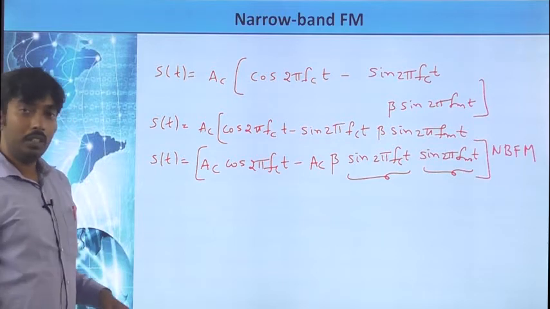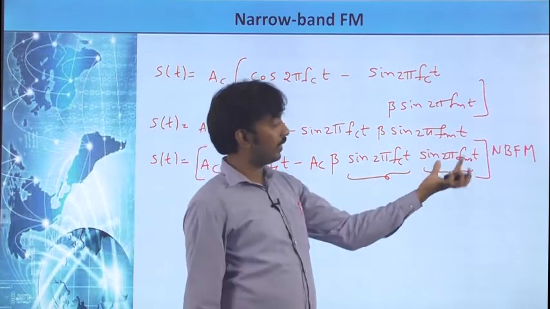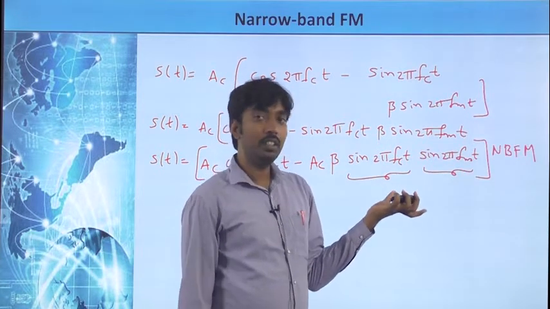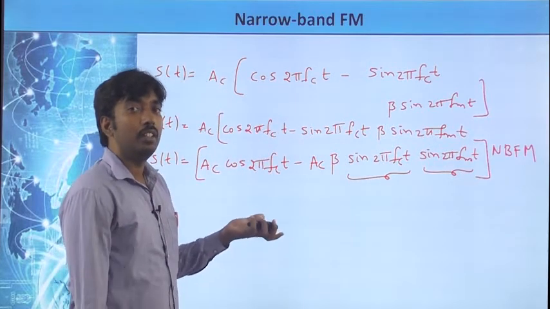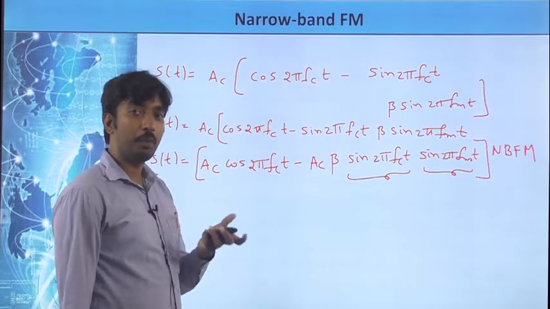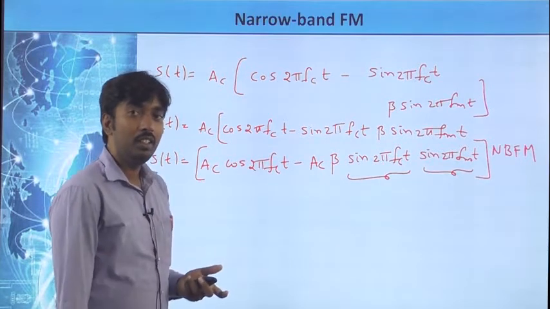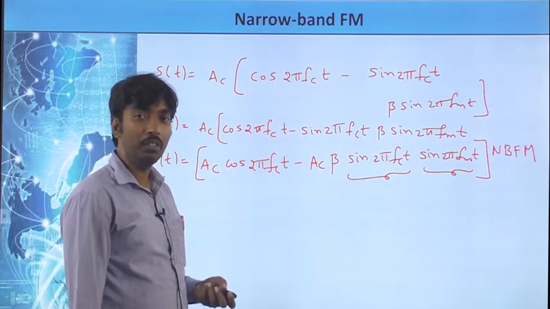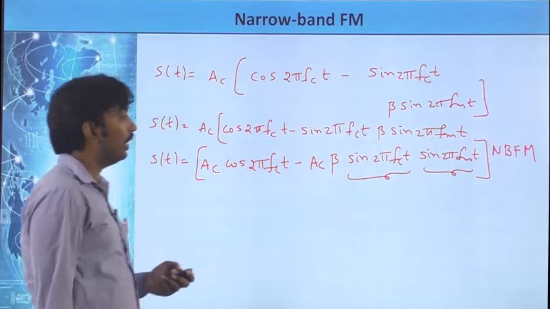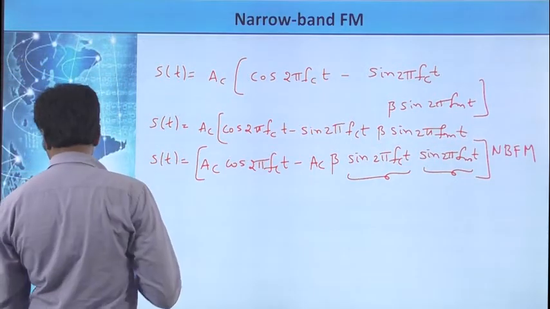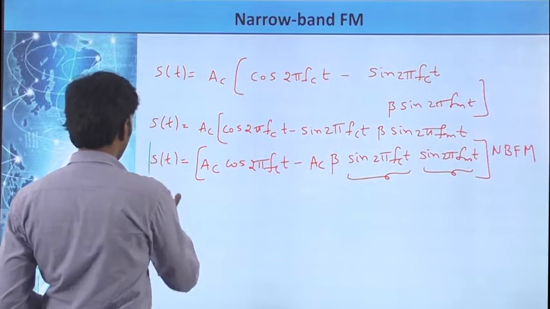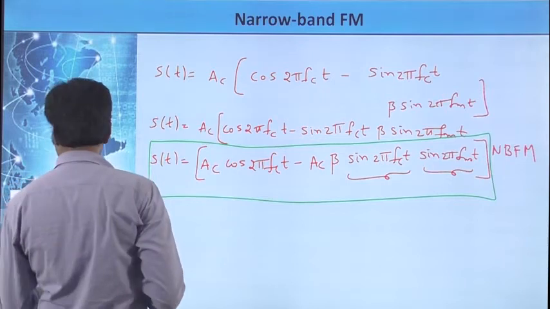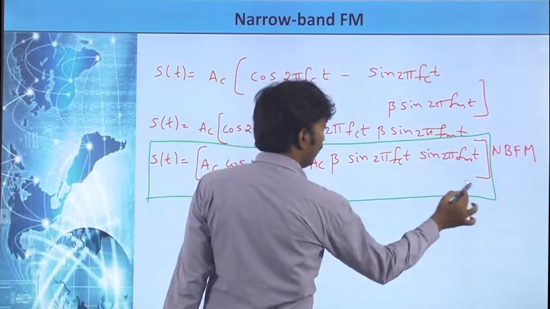And for the spectrum, if you see this, it is like sin A and sin B. Again, applying the trigonometry identity, sin A sin B is cos of A minus B minus cos of A plus B, by 2. Then that expression helps us to find the spectrum as well as the magnitude. Now this is the finalized time domain expression for the narrowband FM.